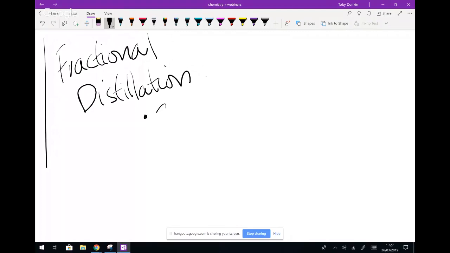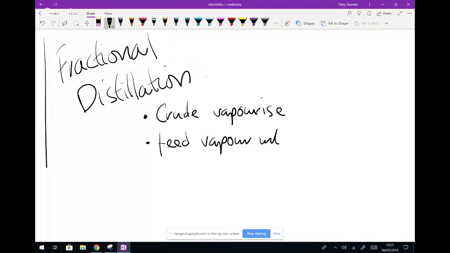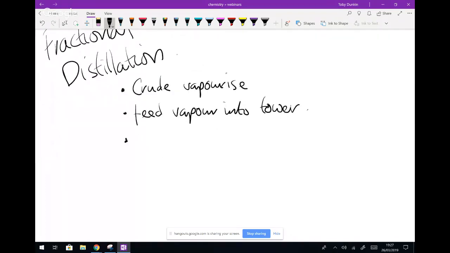So, crude oil vaporized. Once we've vaporized it, and I have to mention it because it's done outside the tower, we feed vapor into tower. By the way, all you need to say is tower. You don't need to say fractional distillation tower or fractional tower. Then you can say tower has a temperature gradient.